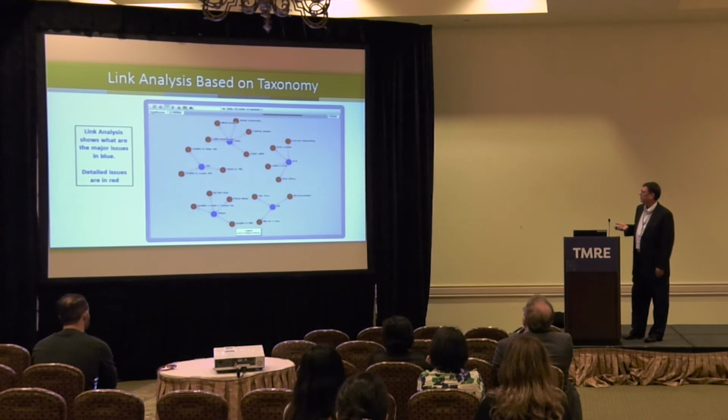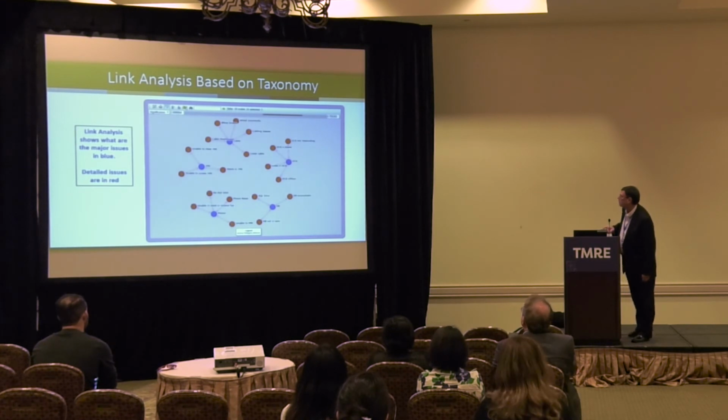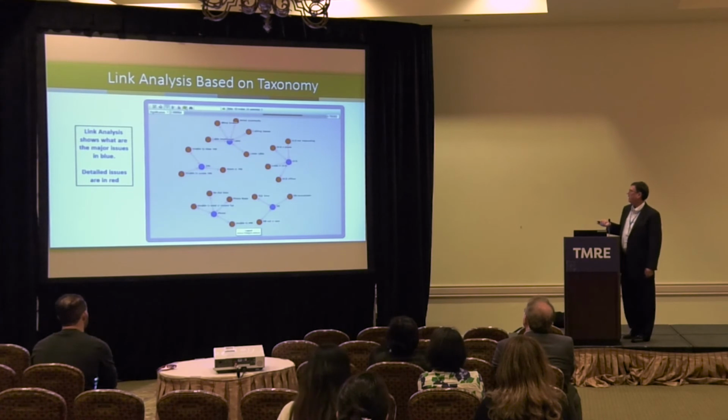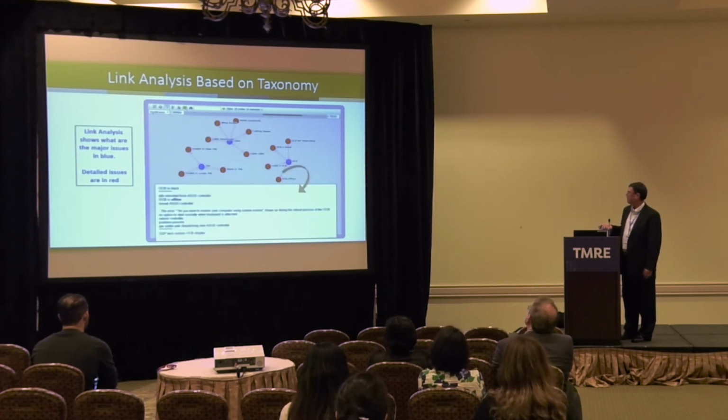Here's a link analysis chart based on the taxonomy, and the blue circles are the broad category, and the red ones are the specific category within that taxonomy. And you can click on these and drill on them to your heart's content. And here's an example of drilling into one.